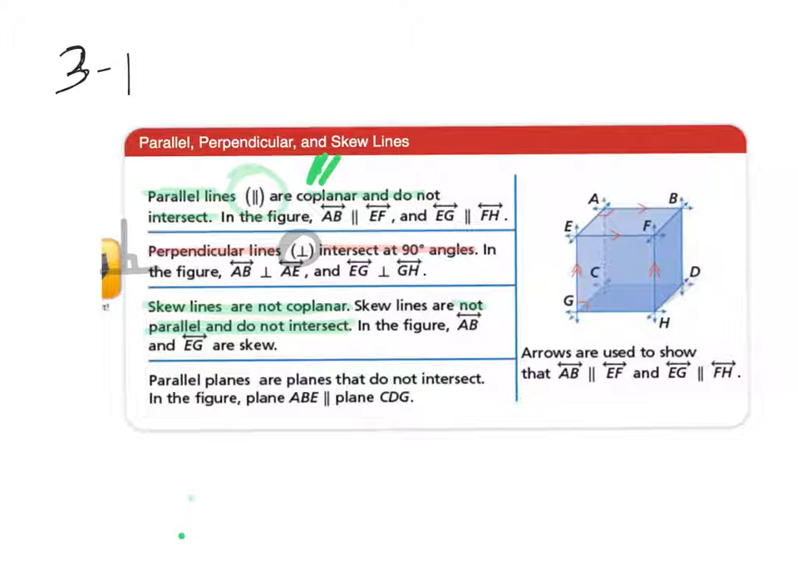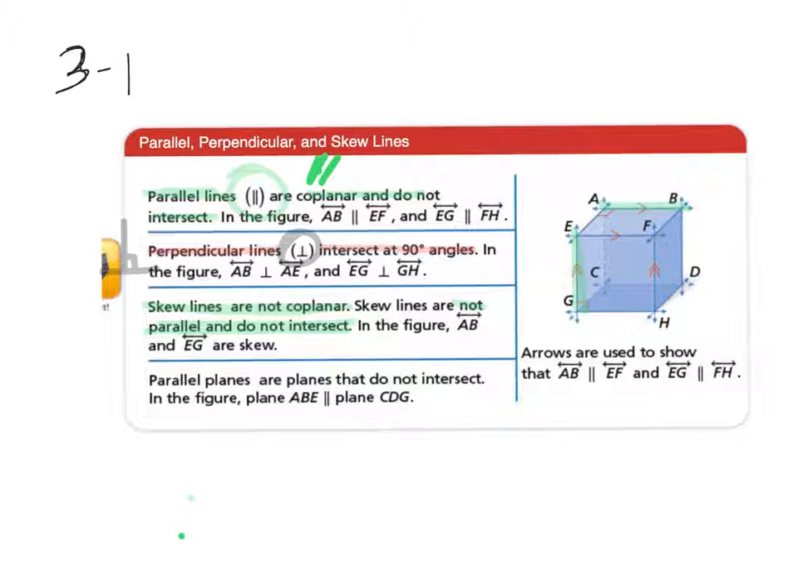An example of some skew lines says here AB and EG. So here's AB and EG. So notice EG is either on the front or the left side, and AB is either on the top or the back side. And so they're not coplanar, and they're not parallel, and they're not intersecting. So that's what makes them skew. They just have no relationship with each other.